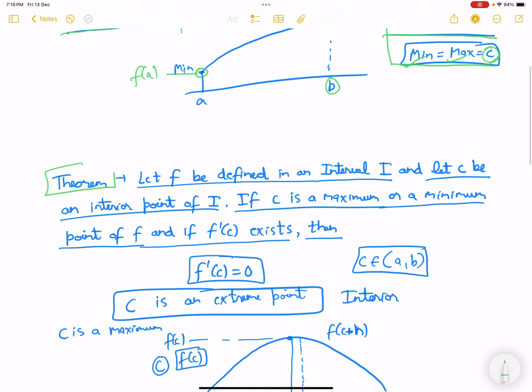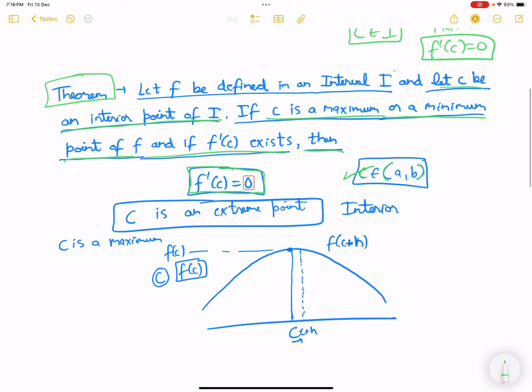related to this theorem is, let f be defined in an interval I and let c be an interior point of I. So we know, suppose c belongs to the open interval, whose endpoints are a and b. So if c is a maximum or a minimum point of f, and if f dash c exists, then f dash c equals 0. So what they are trying to say is that c belongs to an interval, and if c is an interior point, and if c is a maximum or a minimum value, then f dash c should be equal to 0. We need to prove this.